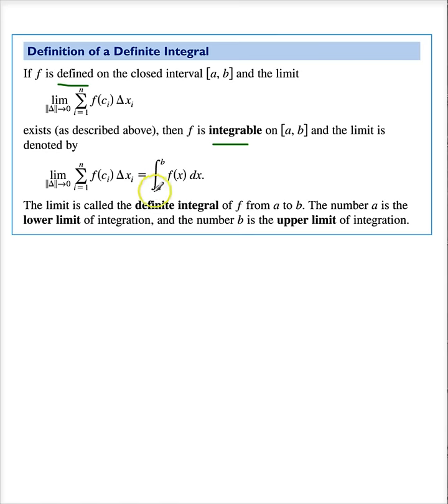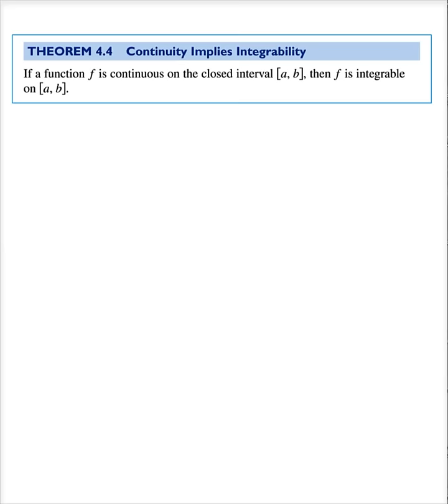Now I want you to notice a and b are your limits of integration. The summation sign we replace with this big S. We call it the integral sign. f(c sub i) becomes f(x), and delta x sub i, which is telling us the widths of our rectangles, becomes dx. Now there is a theorem that says continuity implies integrability, so as long as we can show that a function is continuous, then we can use the definition and integrate it.